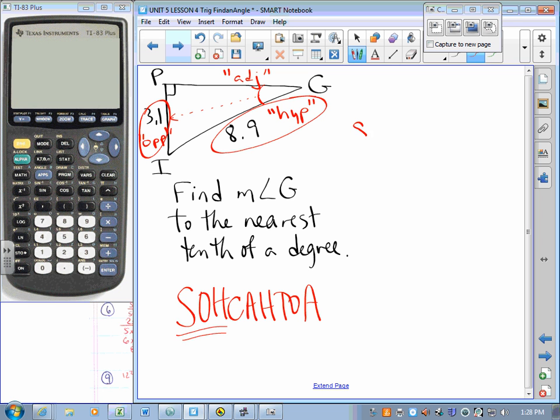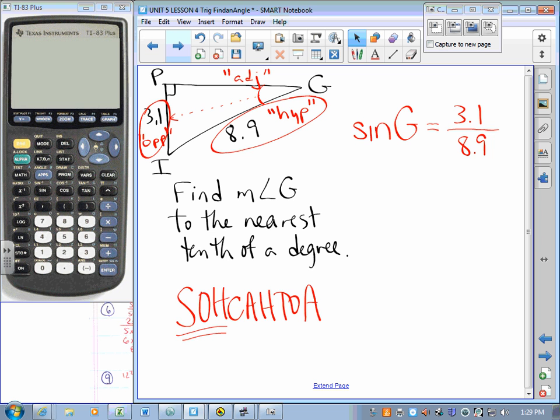This is just similar triangles come back all over again. So angle G I can find using sine. Sine of what? Sine of G. And what is sine of G? Sine of G is opposite over hypotenuse. So how does that work?